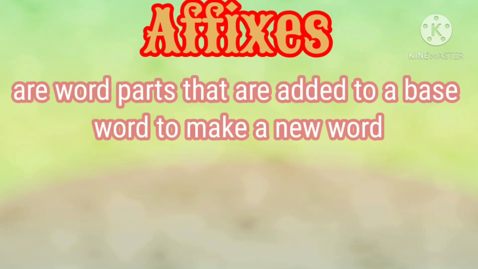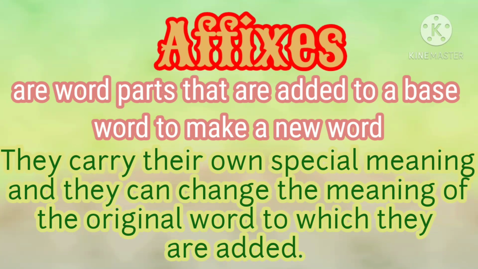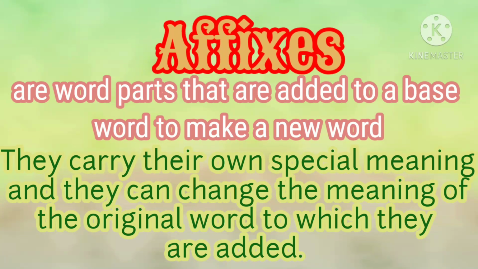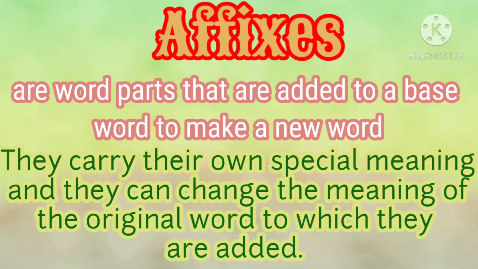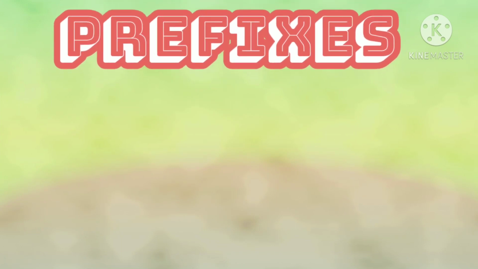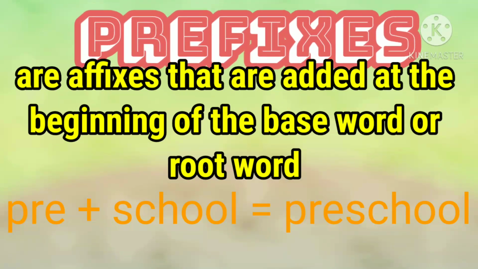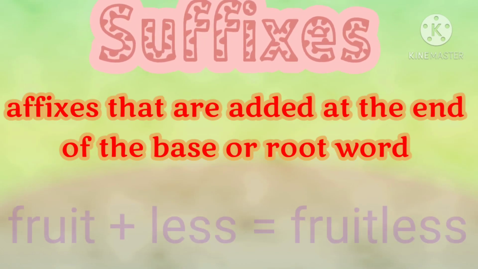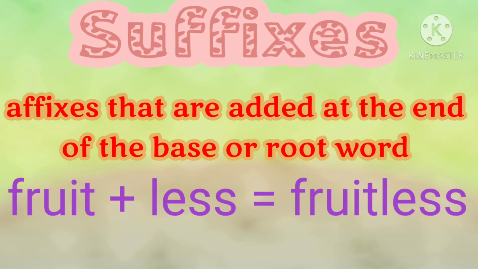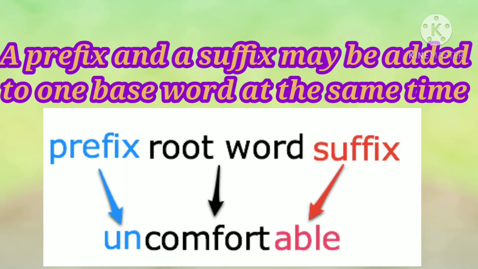Affixes are word parts that are added to a base word to make a new word. They carry their own special meaning, and they can change the meaning of the original word to which they are added. There are two types of affixes: prefixes and suffixes. Prefixes are affixes that are added at the beginning of the base or root word, while suffixes are those that are added at the end of the base or root word. A prefix and a suffix may be added to one base word at the same time.